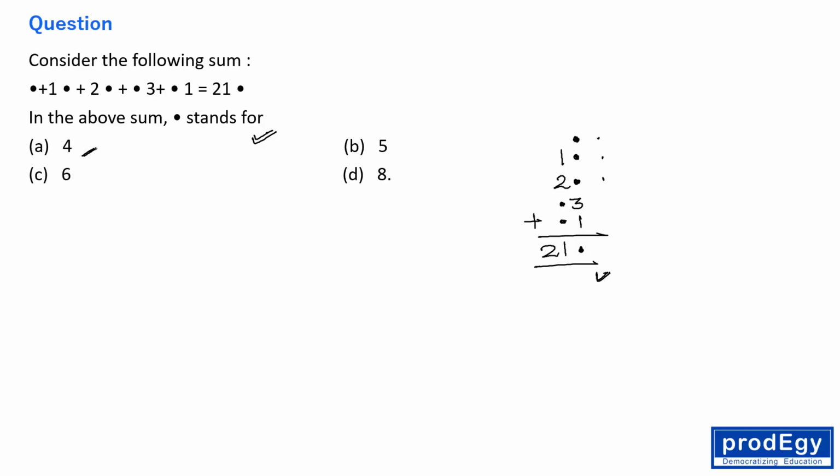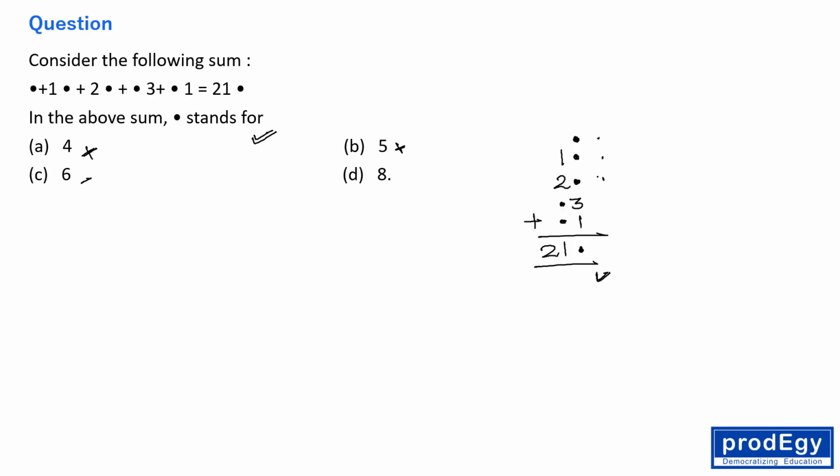Let's take dot as 4. So 4 plus 4 plus 4 is 12, 12 plus 4 is 16. 6 has to be there, so if you are taking dot as 4, then here we are getting 6. Fine, so this is not possible. Take dot as 5. So 5 plus 5 plus 5 is 15, 15 plus 4 is 19. Not correct.